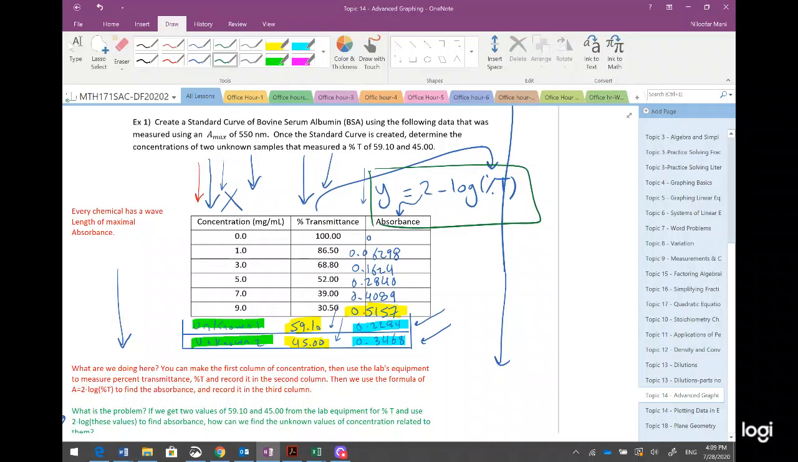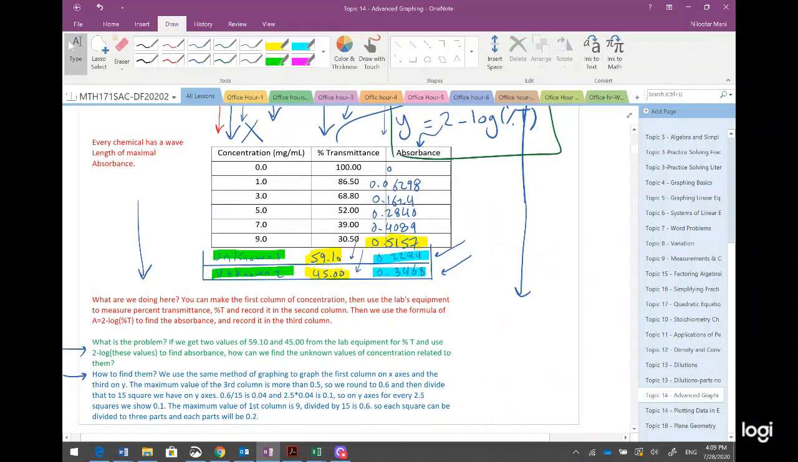Then, what is the problem? The problem is, if I have two values of percent transmittance, of course I can use the formula 2 minus log percent transmittance to find the absorbance. That's the blue part. But how can I find the two unknown values for concentration?